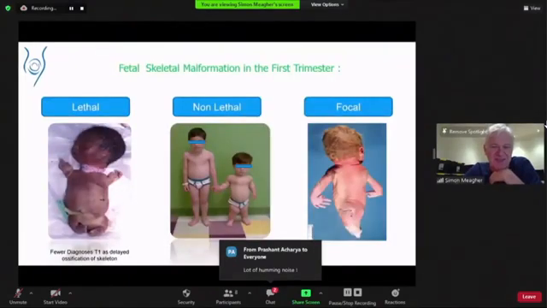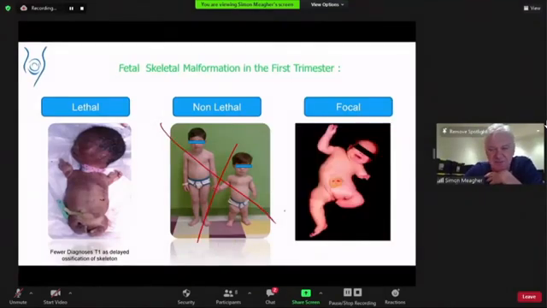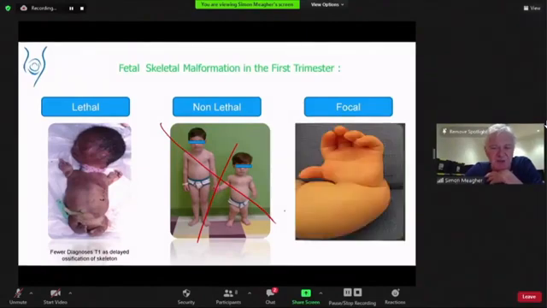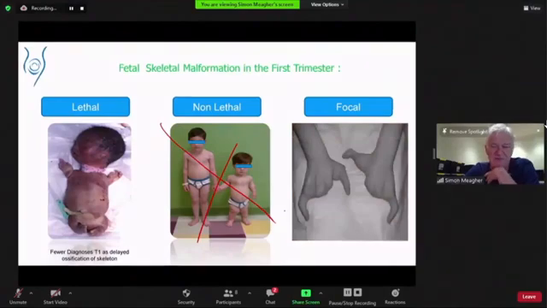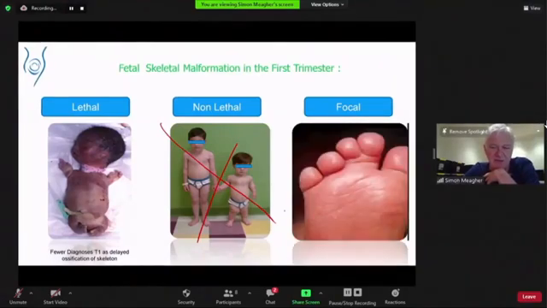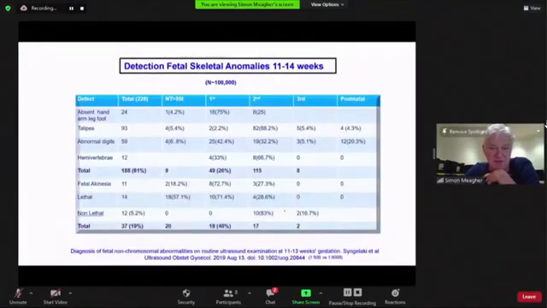But the way I think of it is into these 3 groups in the first trimester: the lethal, the non-lethal, and the focal. And we really fall down in the non-lethal. In the focal is where our strength is, as I mentioned, and these can be for upper limbs, lower limbs, long bones, and focal long bone abnormalities. And what I'd like to do is to run through those with you. But let me stop and share with you.